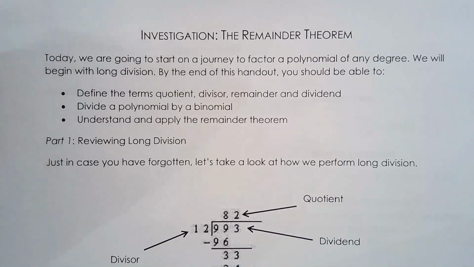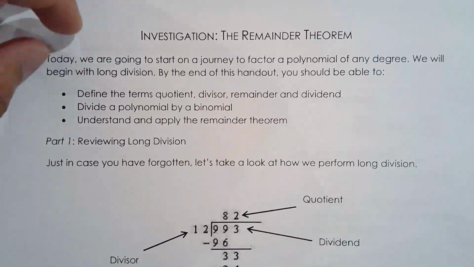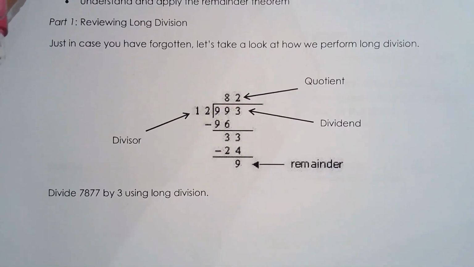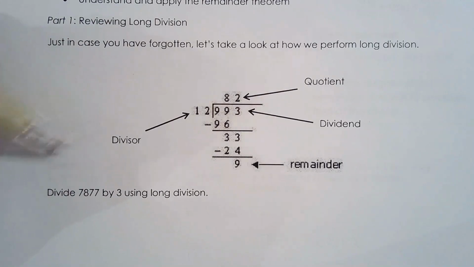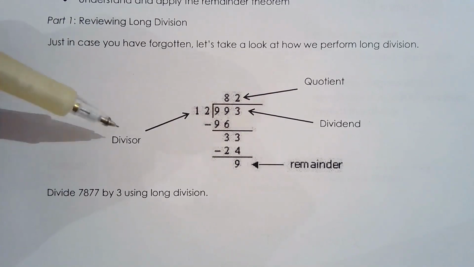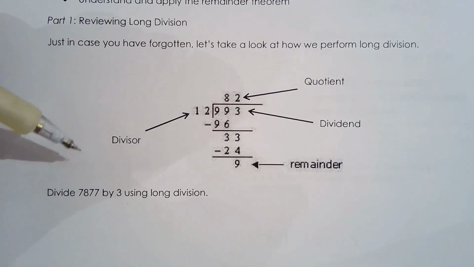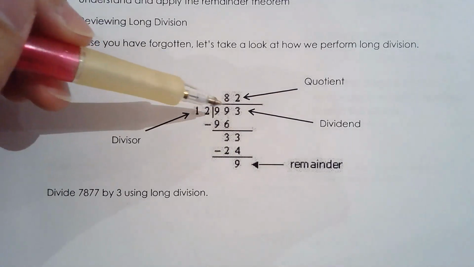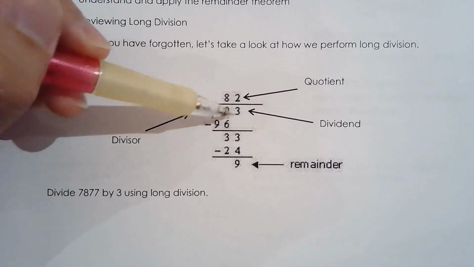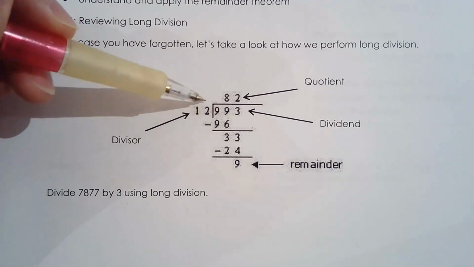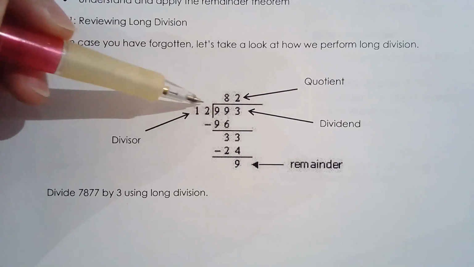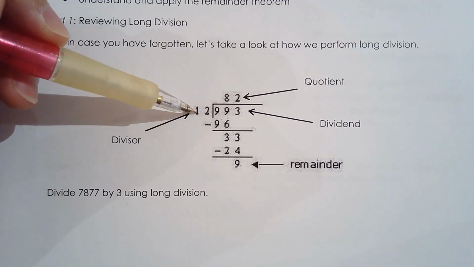But before we get to remainder theorem, we're just going to quickly review long division. Okay, and you did this in elementary school, and it's been a while since you've last done it probably, but I just want to go over the key numbers when we talk about long division. So the number you're dividing, right here, 993, that's your dividend. What you're dividing by, which in this case is 12, is called the divisor.